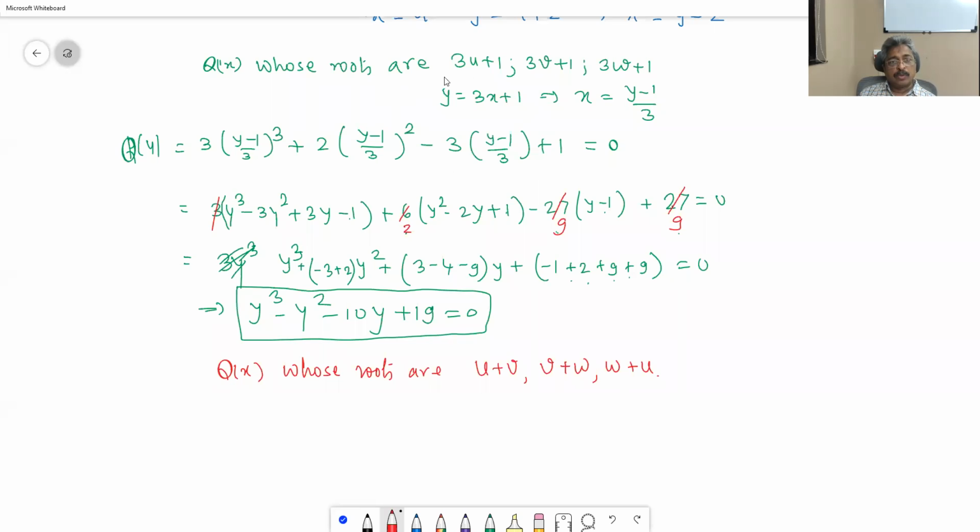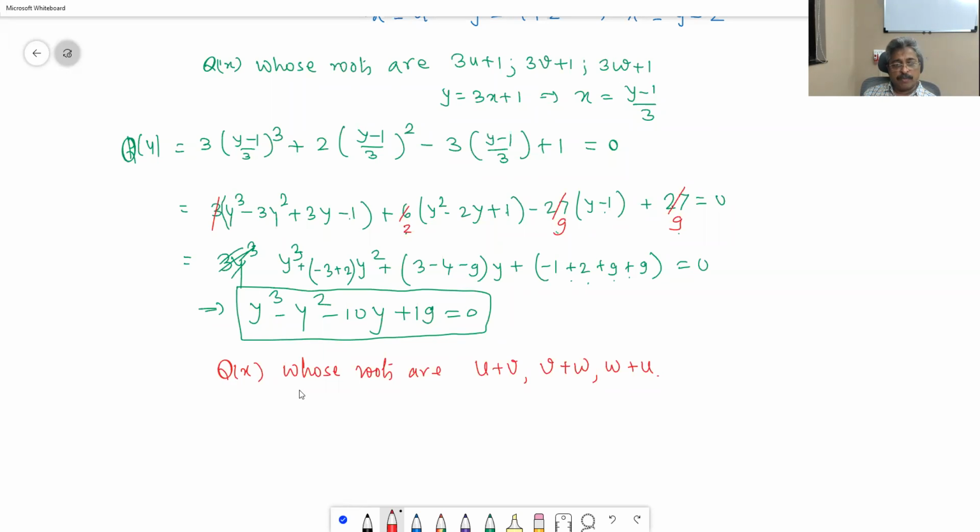Okay, so this problem is to be solved. y is equal to 3x plus 1, so x is equal to (y minus 1) by 3. Put it everywhere in the polynomial, make it q of y. Expand and simplify, you get y cube minus y square minus 10y plus 19 is equal to 0. This is the required polynomial whose roots are 3u plus 1, 3v plus 1 and 3w plus 1.